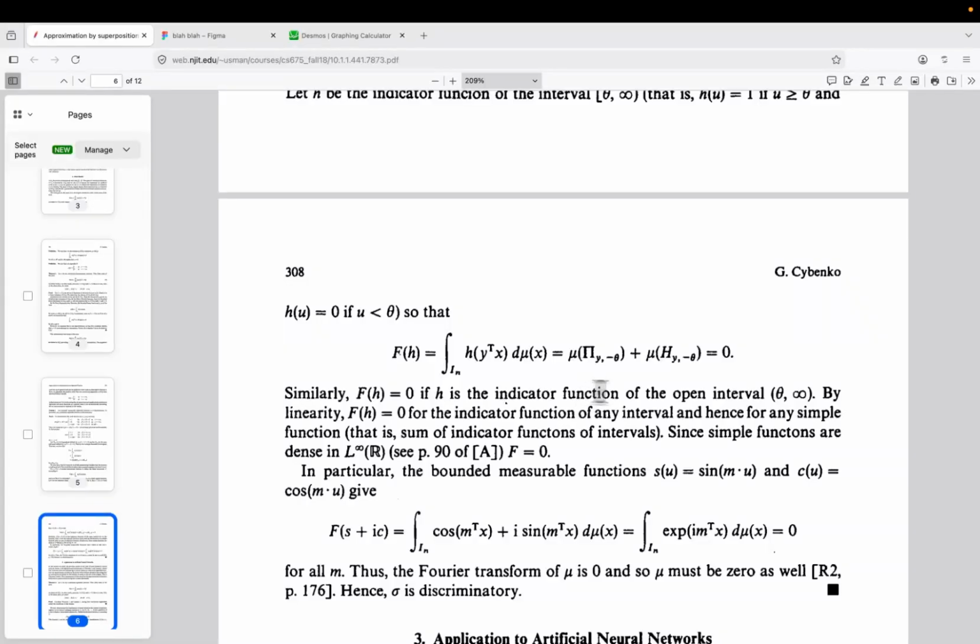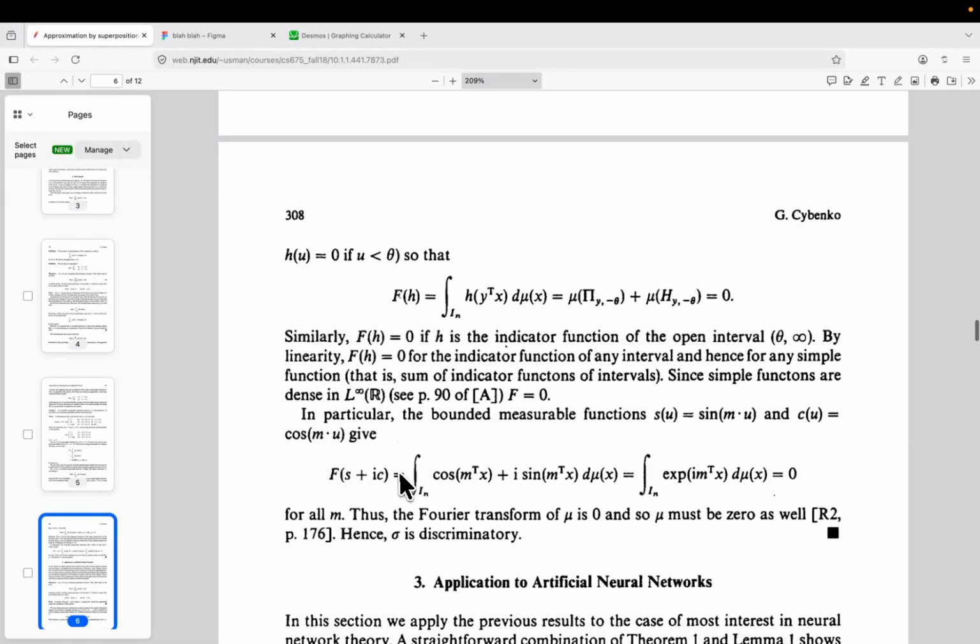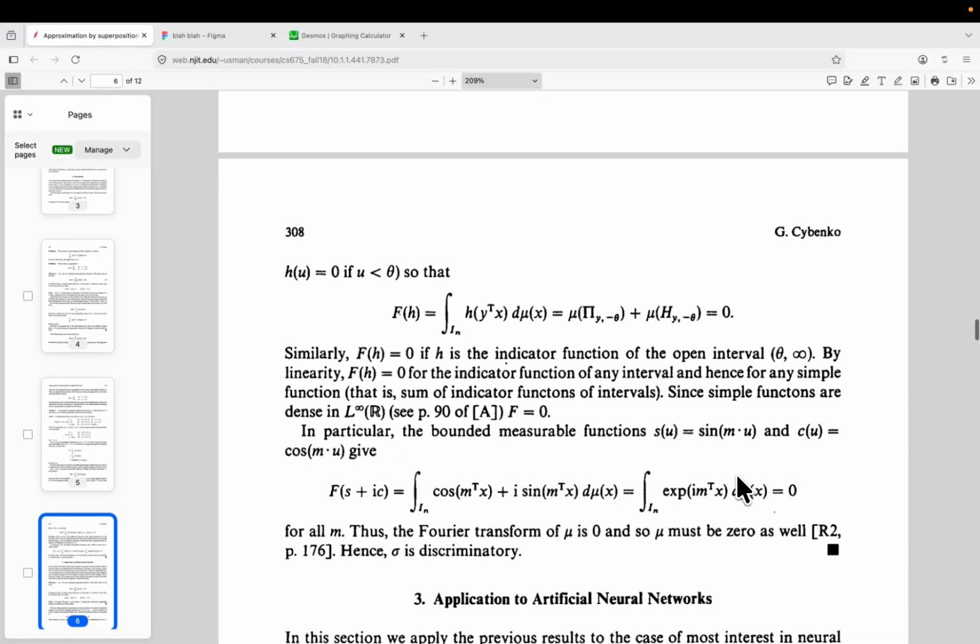It is 0 for the indicator function of an open interval, by linearity for the indicator function of an interval, and hence for any simple function that is a sum of indicators. Since simple functions are dense, f is 0. Yeah, so this is the actual proof, but this is a better proof. He uses the Fourier transform.